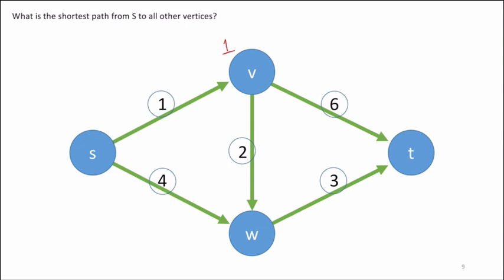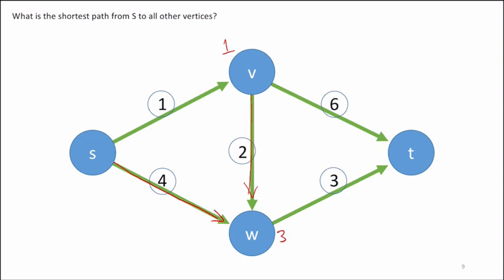How about to get to W? Well, to get to W, we have two different ways in. We could come in through V, or we could come in through S. Previously, we would pretty much always say that you should just take the path with the fewest number of hops. But here we can see that the S to W edge has a cost of 4, whereas if we go through V, we have the cost to get to V, which is 1, plus the cost to get from V to W, which is 2, which gives us a total cost of 3.